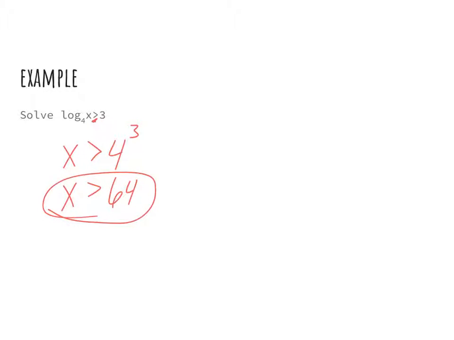Our next example, we've got the log base 4 of x is greater than 3. Again, since it's greater than, I use x is greater than b to the y. So I've got 4 to the third power, which if I type that in, I get 64. So I should get x is greater than 64.